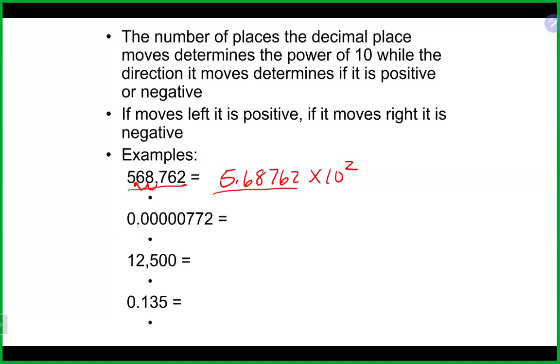Here we would need to go 1, 2, 3, 4, 5, and 6. And that will give us 7.72 times 10 to the minus 6, if I counted that right. Here, not written, but we would assume the decimal point is there. So we'll go 1, 2, 3, and 4 places, 1.25 times 10 to the 4th. Here, as we'll talk about, those zeros are not significant, so we actually can get rid of them, and we should. And lastly, just one place there, and that'll give us 1.35 times 10 to the minus 1.